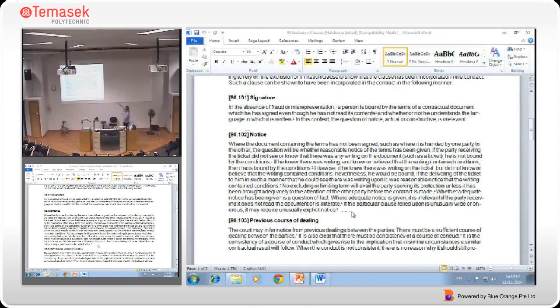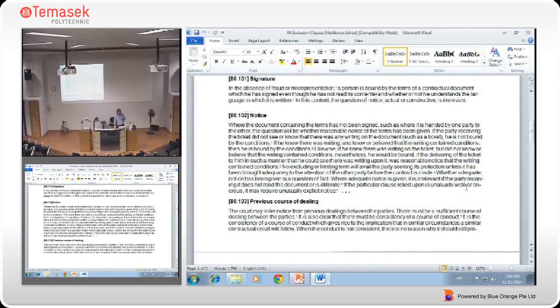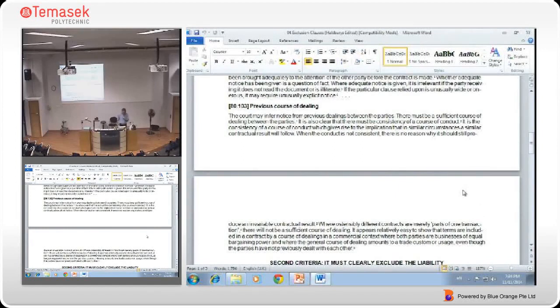So this is quite interesting, because it's very applicable in real life. All these things, notice is the most important thing. Signature is obvious. Then of course there's previous course of dealing. What does that mean? It means that if these two parties have been dealing with each other for some time, and earlier on their contracts included an exclusion clause, but subsequently they didn't have any contracts, or their contracts did not contain it, you might argue that in one or two instances out of 20 the exclusion clause was not there, it will still apply because of course of dealing. Again, the onus is on who to prove this? The person who is relying on it.